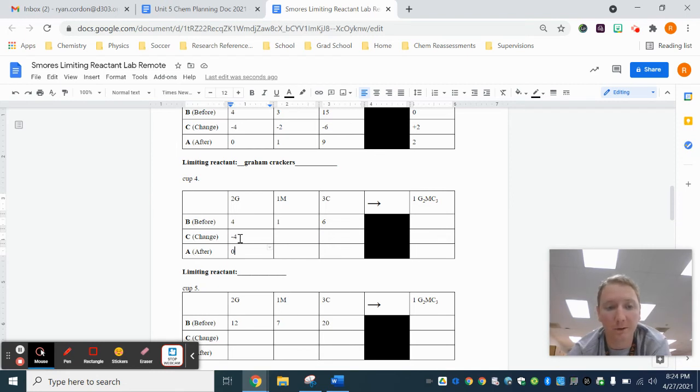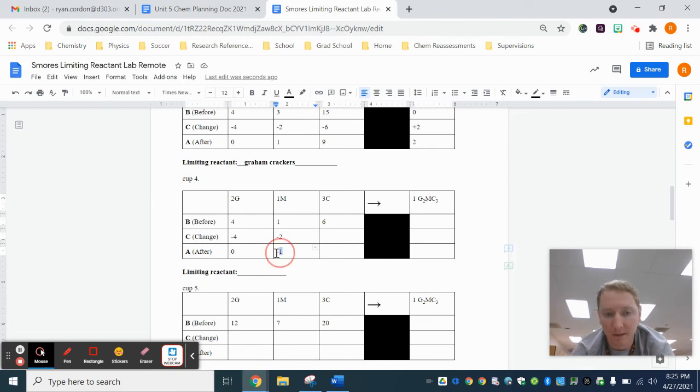So if we were to use four graham crackers, how many marshmallows would we need? Well, we use half the amount of marshmallows as graham crackers, so we would need two. Uh-oh, can we use two marshmallows if we only have one? All right, hopefully your answer is no. We can't do that. So if you run into this problem, if you get a negative answer for after, that's telling us that this is not the limiting reactant. So this is how you can always check your work in a limiting reactant problem. Check to see if you have the right amounts of each reactant in order to even make this reaction happen.